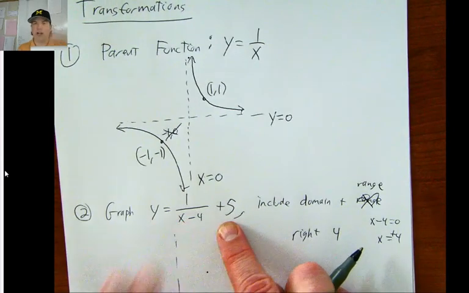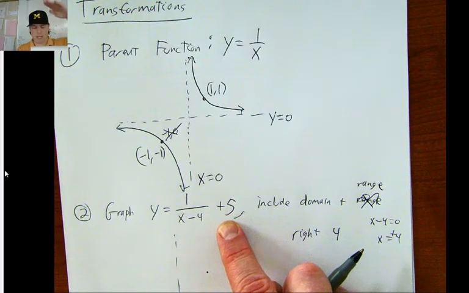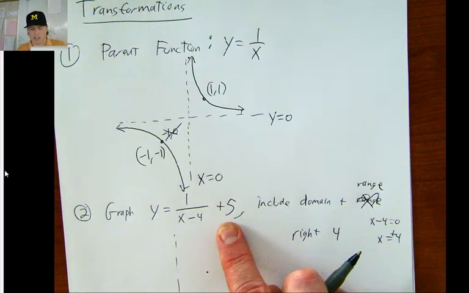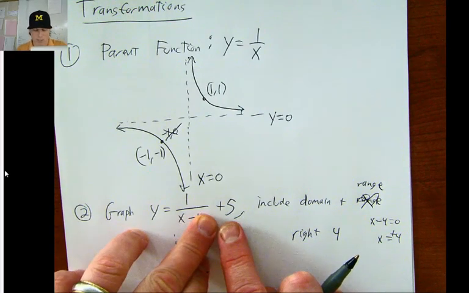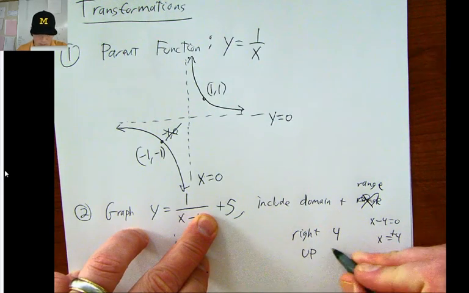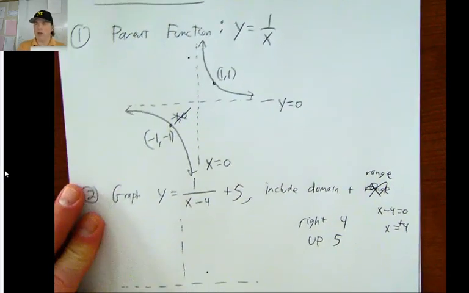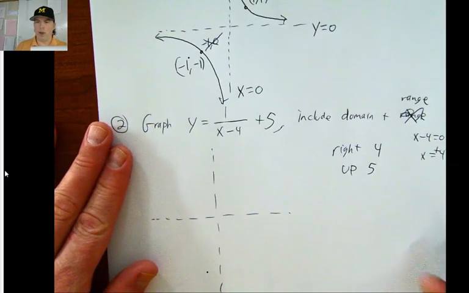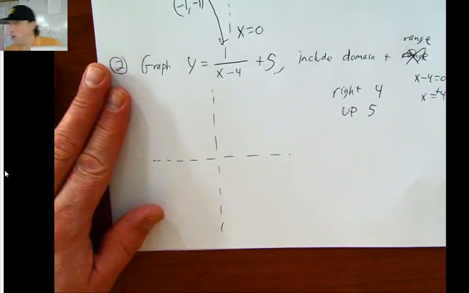Outside of the function, that controls the y values, and you always do exactly what it tells you. Because it's plus 5, you know that it's going up 5. So that will change where these asymptotes are.